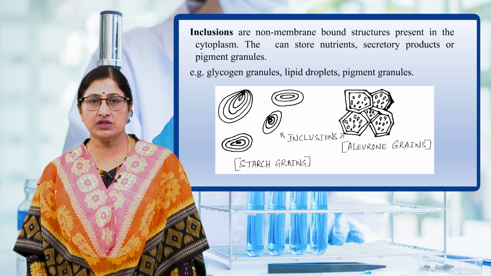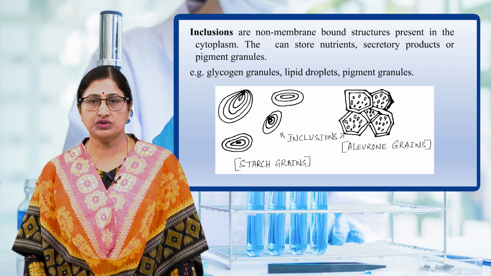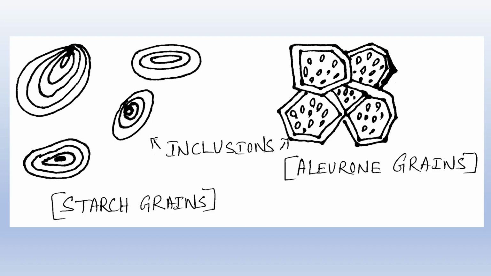Now, inclusions are non-membrane bound structures present in the cytoplasm. They can store nutrients, secretory products, or pigment granules. Examples are glycogen granules, lipid droplets, pigment granules, etc. You can view the picture, children. Starch grain is an example of an inclusion, and aleurone grains are also examples of inclusions.